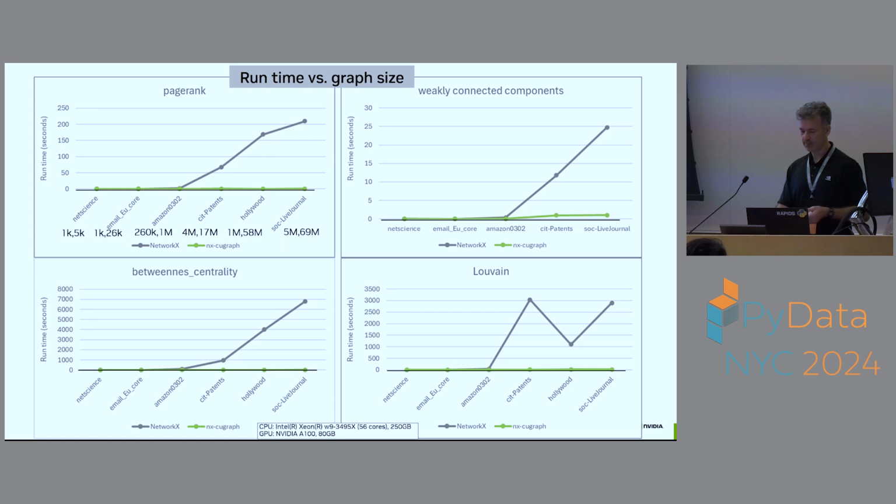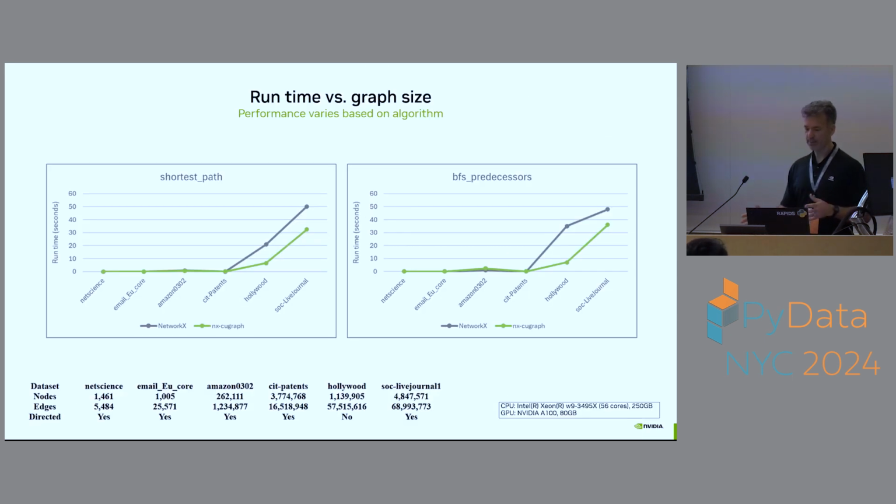But not all of them are optimized yet. We have roughly 60 algorithms supported. Here's some that don't perform quite as well. We're still working on those.